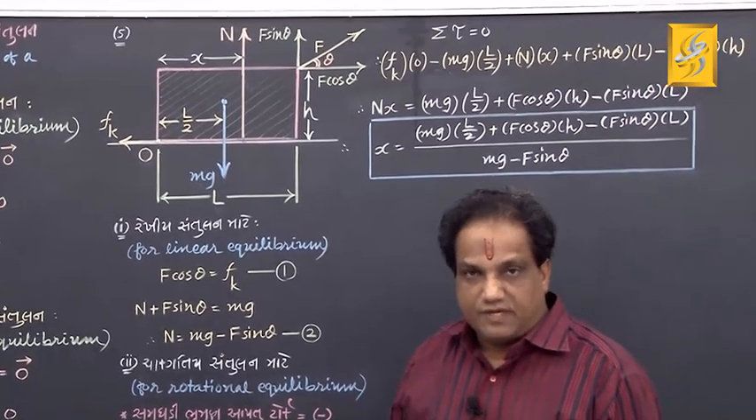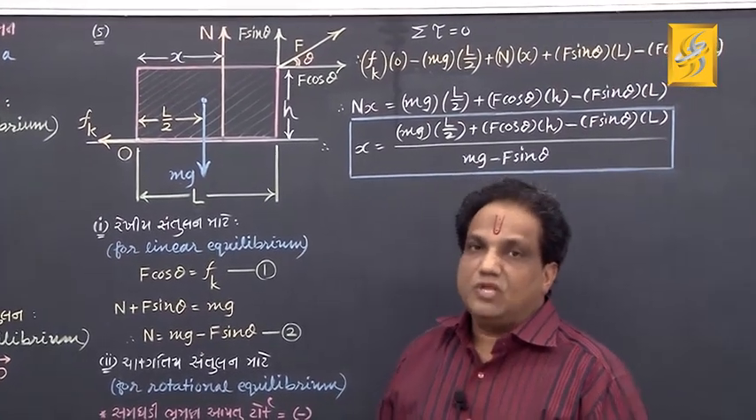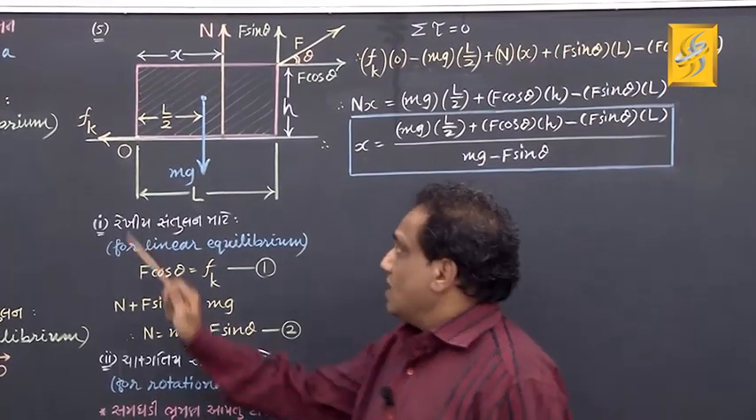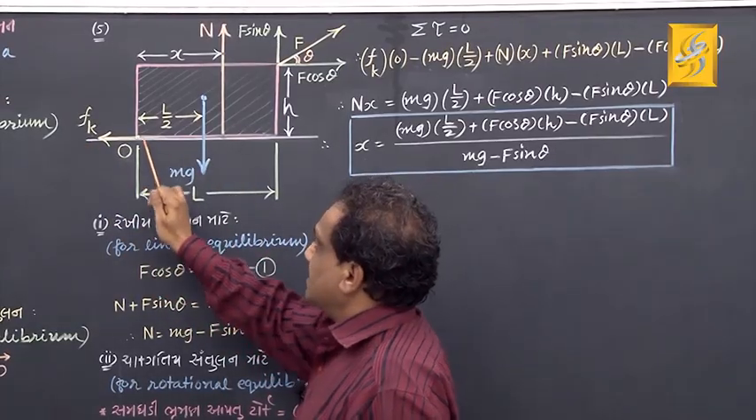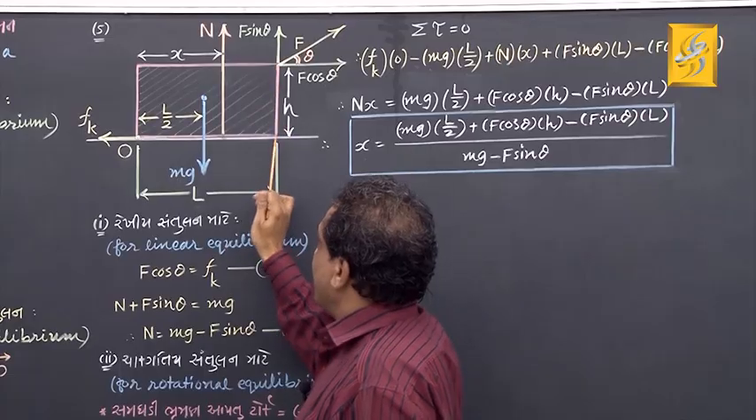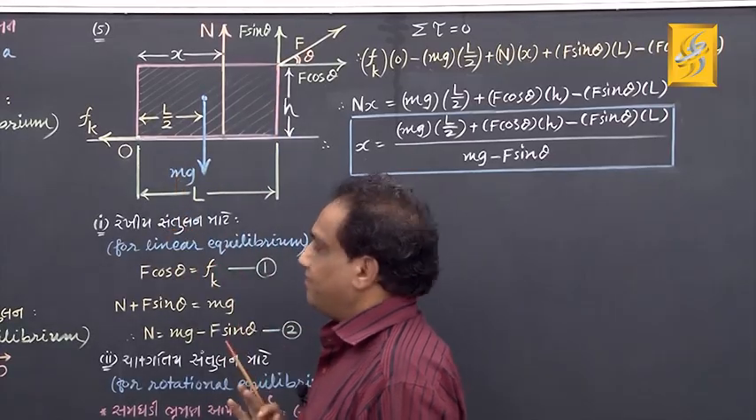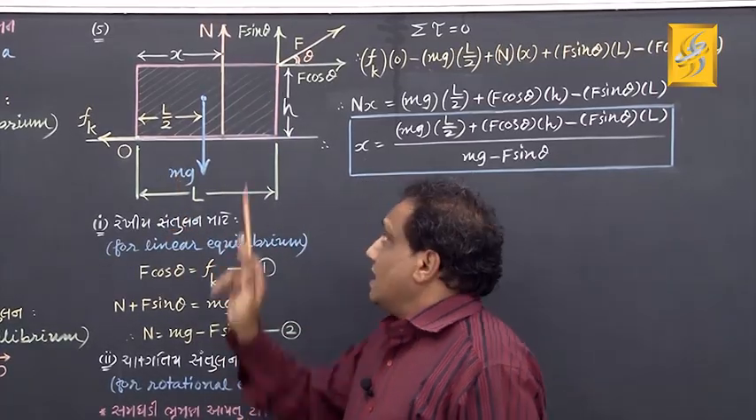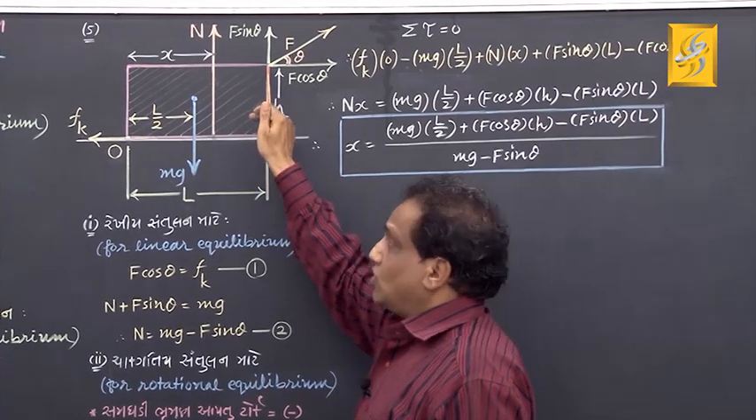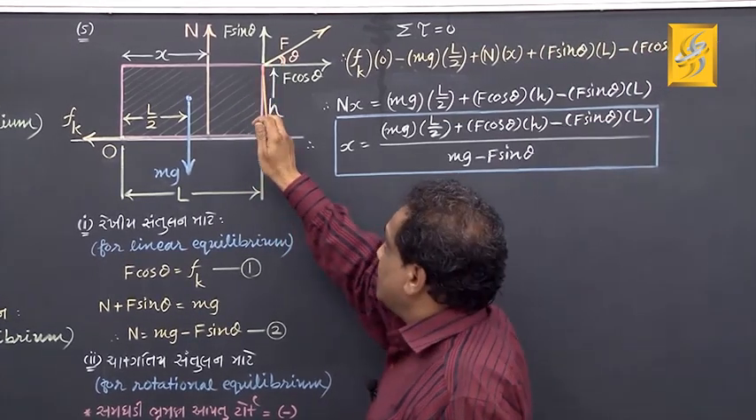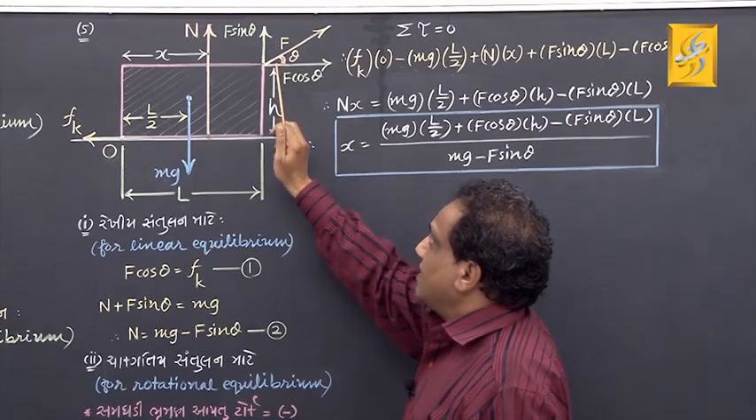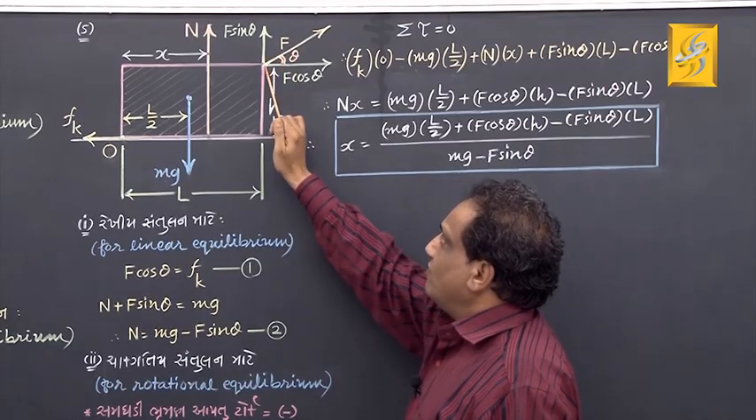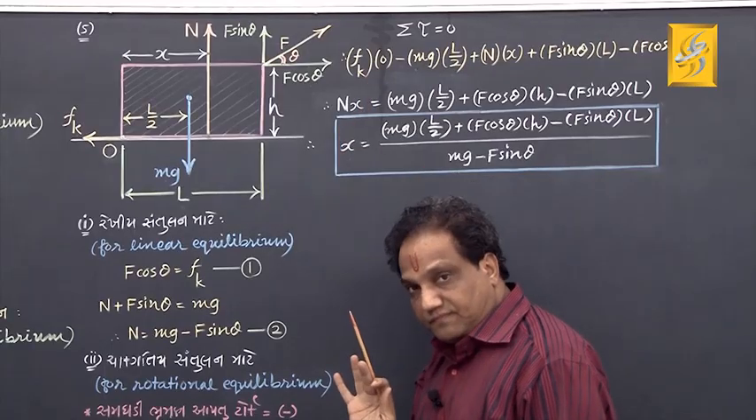Come on, read the statement. Tell me, what is given to us? On a horizontal surface, there lies a block of mass small m. Correct? At this right hand side top corner, we have exerted an external force of magnitude capital F at an angle theta with the horizontal direction.